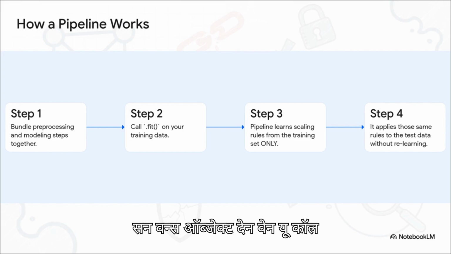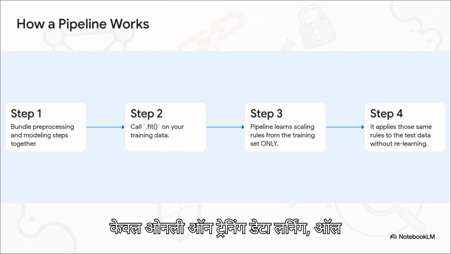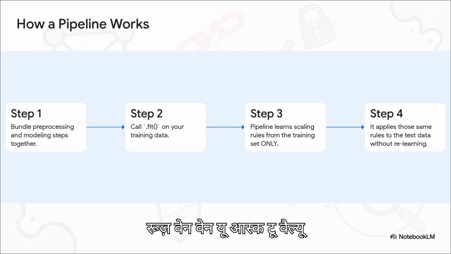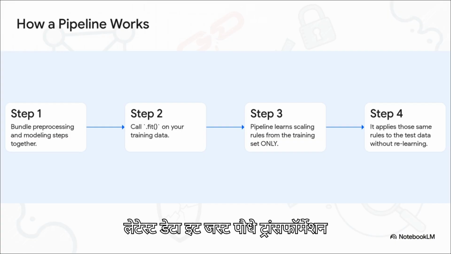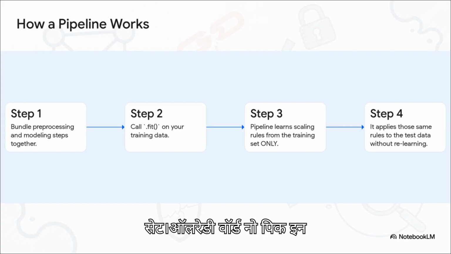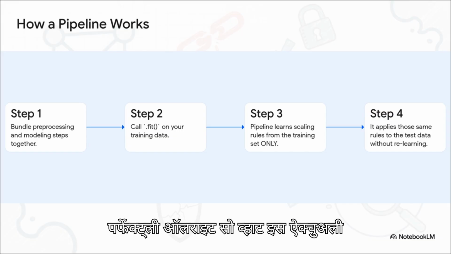Then, when you call .fit, the pipeline is smart. It fits the scaler only on the training data, learning all the rules. Then, when you ask it to evaluate the test data, it just applies the transformations it already learned. No peeking, no relearning. It automates that cardinal rule perfectly.